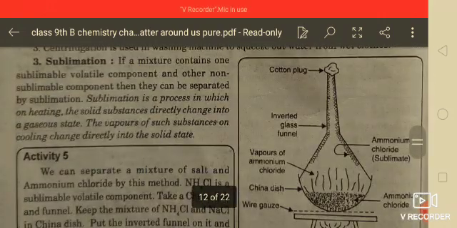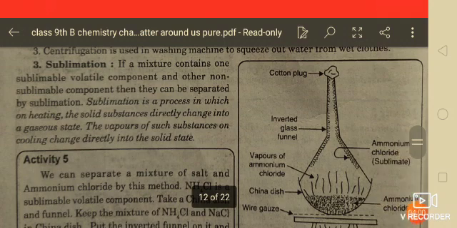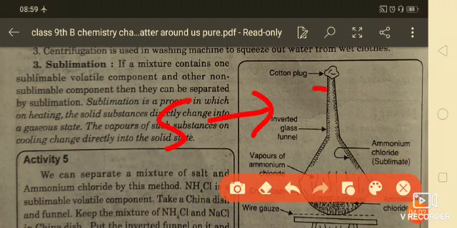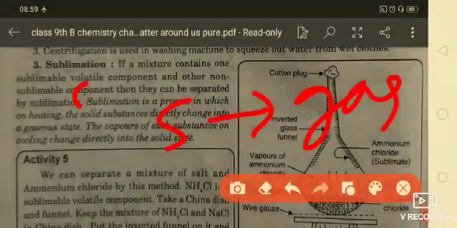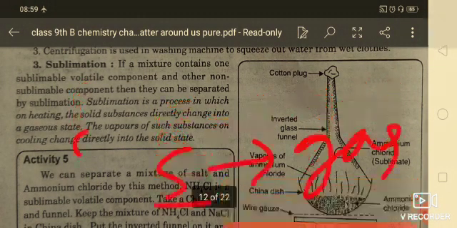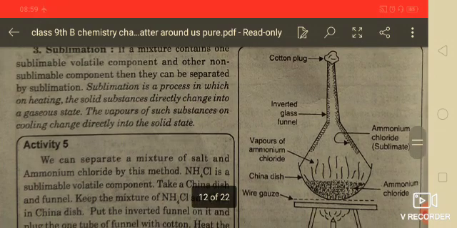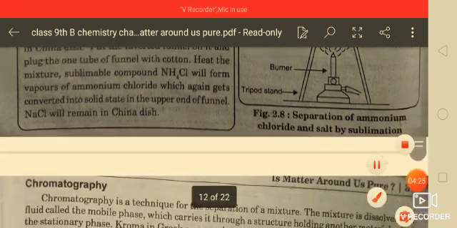Now next one, students, is sublimation. It is very important. Sublimation means direct change of a solid into gas without changing into liquid. This process is called sublimation. So sublimation is the process in which there is a direct change of a solid into gas on heating without changing into liquid. For example, ammonium chloride, camphor, etc., and naphthalene balls also.